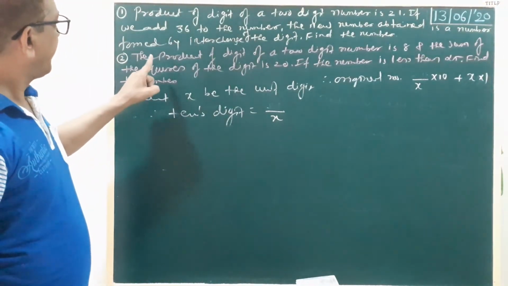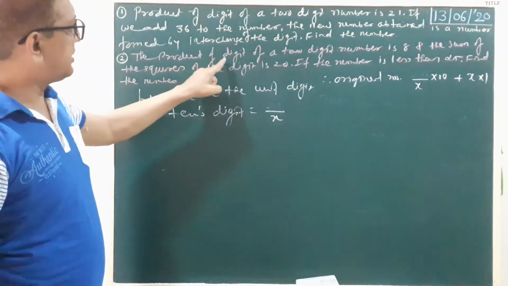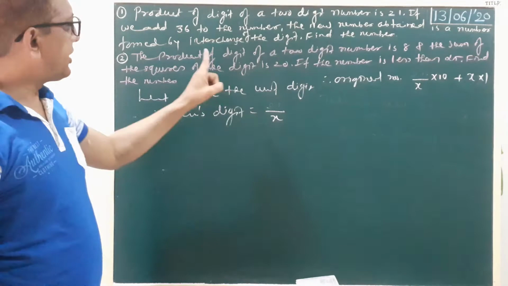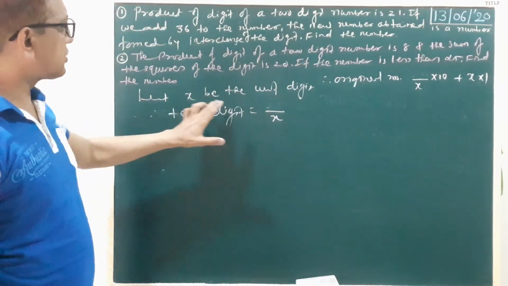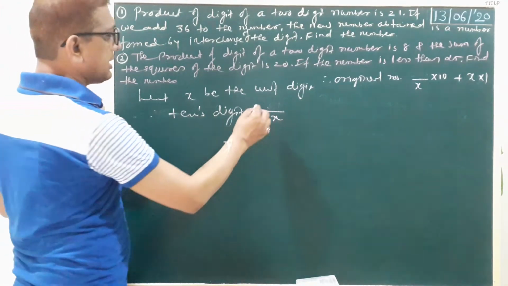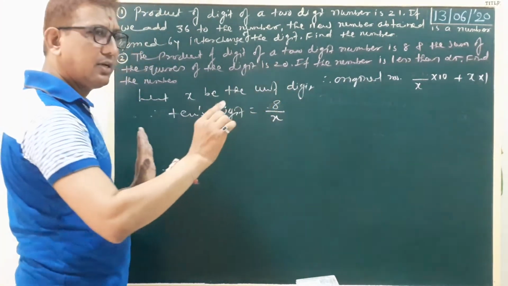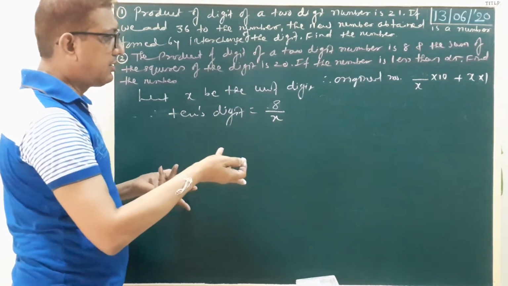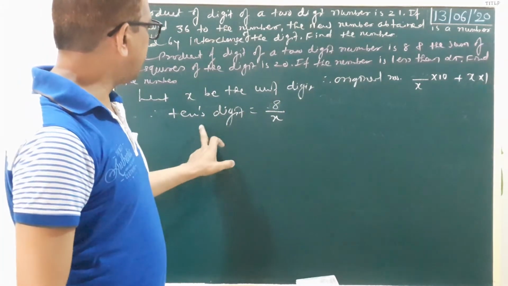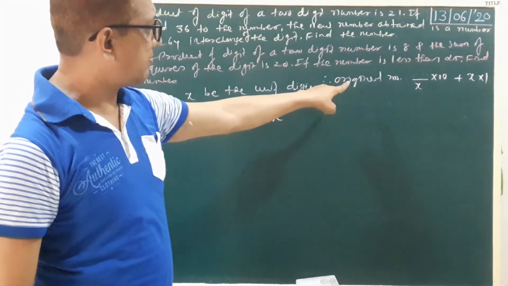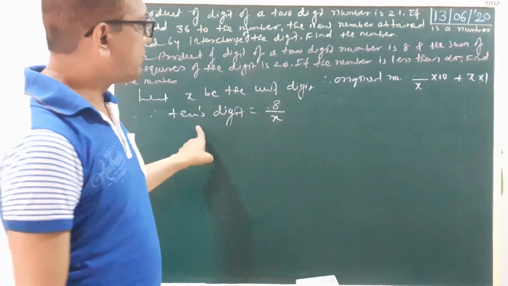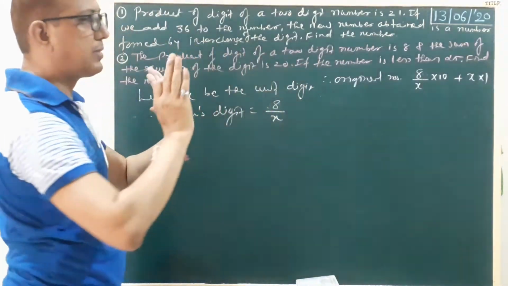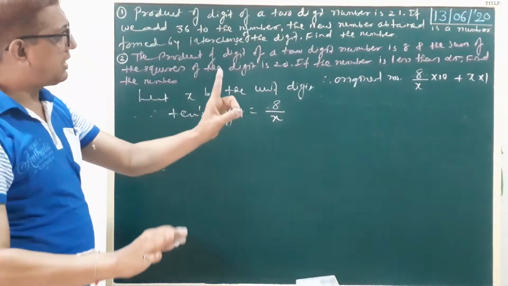Second question. Same question. The product of the digits of a 2-digit number is 8. Let x be the unit digit. Therefore, the tens digit is 8 upon x, because the product of the two digits is 8. So the original number has 8 upon x in the 10's place, so here 8 upon x and here x into 1. This is our original number. Is that clear?